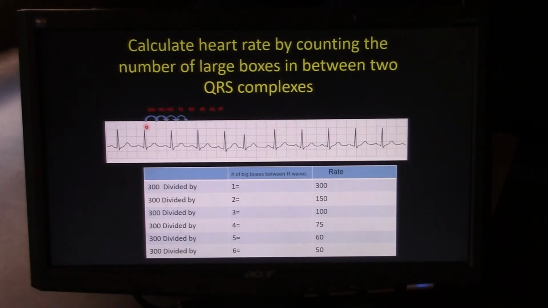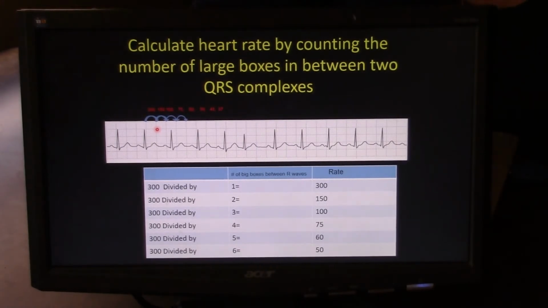So if I had a complex here and I had a complex on the very next box, I would have a heart rate of 300, which would be almost impossible, right? But not impossible when you're talking about atrial rates, which we will get into later in this series. So you take the number of boxes and divide 300 by the number of boxes. So for example, 1, 2, almost 3. That would be 300 divided by 3, or a heart rate of 100.